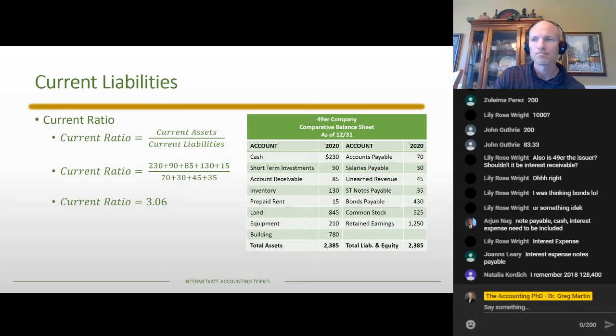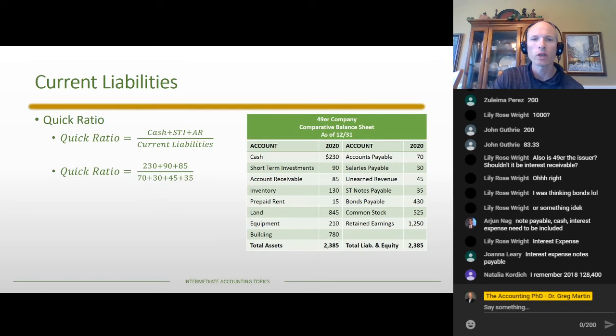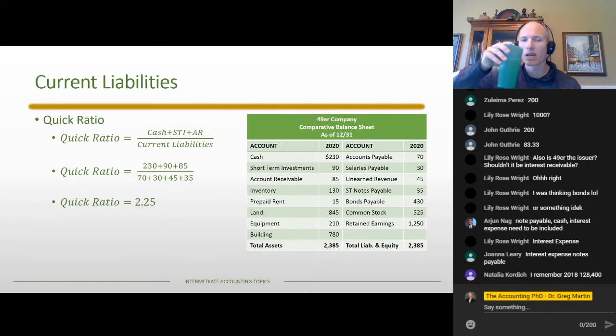All right, with the quick ratio, it's a little bit different. And so the difference really is in the numerator. And so in the numerator with the quick ratio, we only include cash, short-term investments, and accounts receivable. So we do not include inventory and prepaid rent with the quick ratio. The denominator is exactly the same. And so the quick ratio is going to be smaller than the current ratio. And in this case, it's 2.25. And so again, the quick ratio and current ratio, those were kind of the two big ratios we talked about.